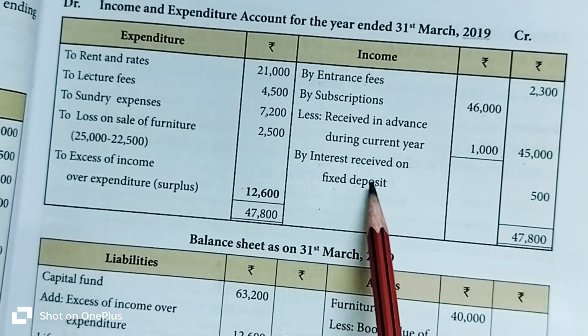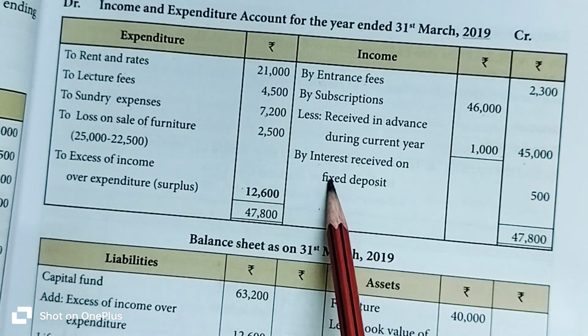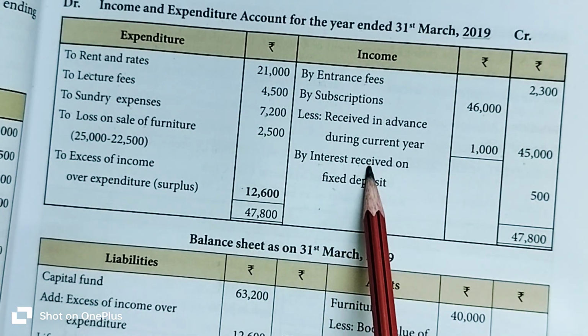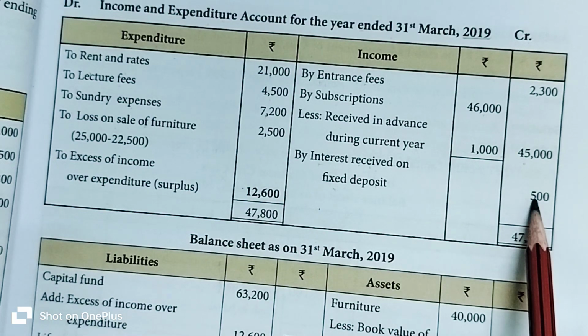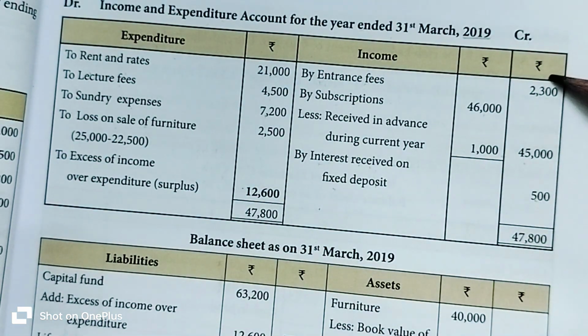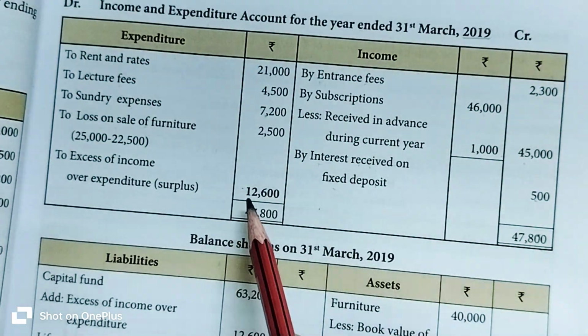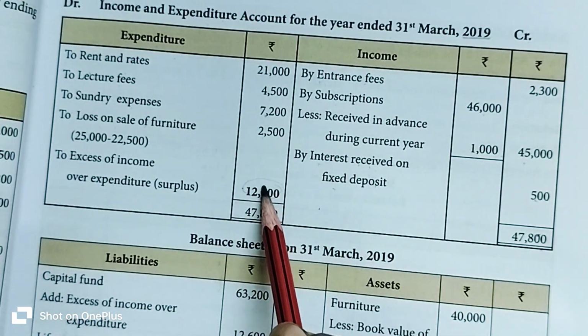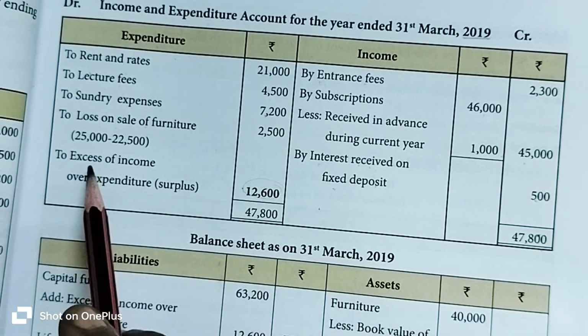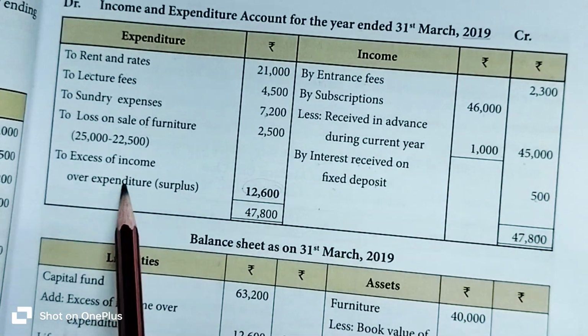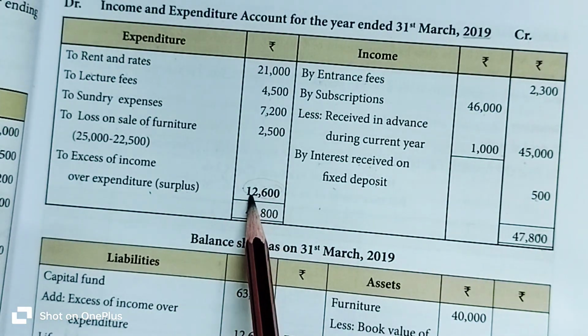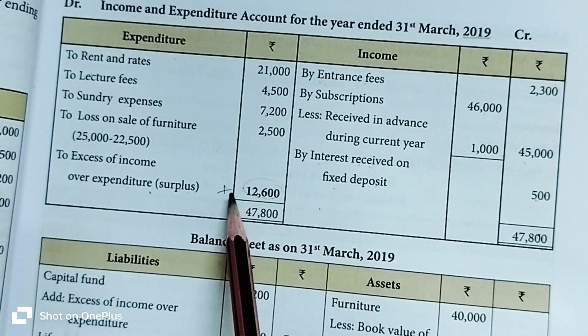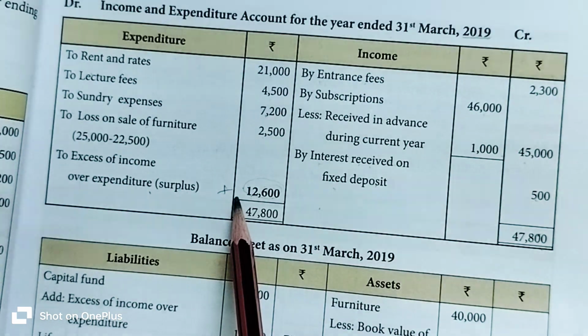And interest received on fixed deposit. You received interest from the fixed deposit, it is an income item, 500 rupees entered. Then you will get the total on the credit side, 47,800. The difference value, 12,600, is the surplus on the debit side. Excess of income over expenditure, the surplus amount, is 12,600. It will be added to the capital fund on the liability side of the balance sheet.